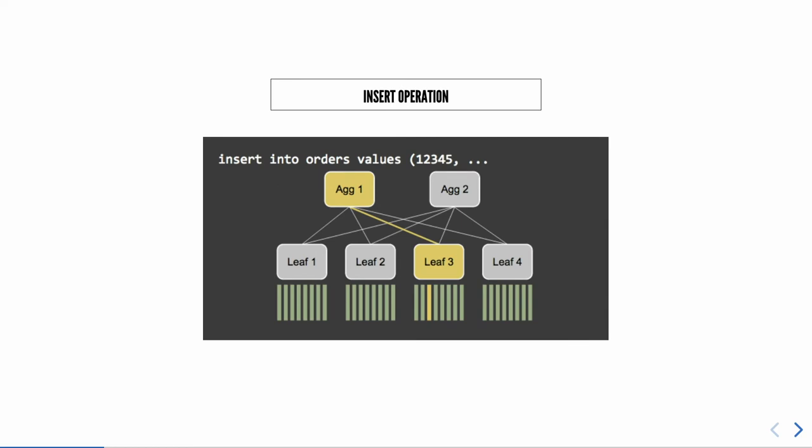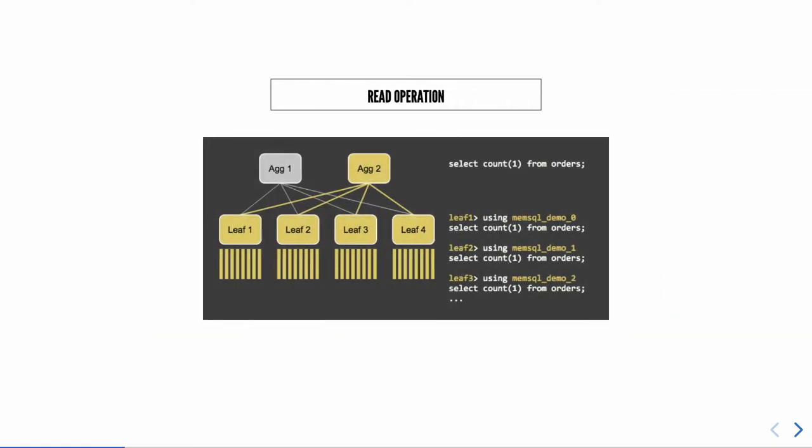How does it work? For example, for an insert operation, we send data to the aggregator. The aggregator calculates a hash value based on the primary key or shard key. Then, based on this value, it stores information on some leaf. When we read, we send a request to the aggregator. The aggregator takes information from leaves, combines this data, and then returns it to the client.